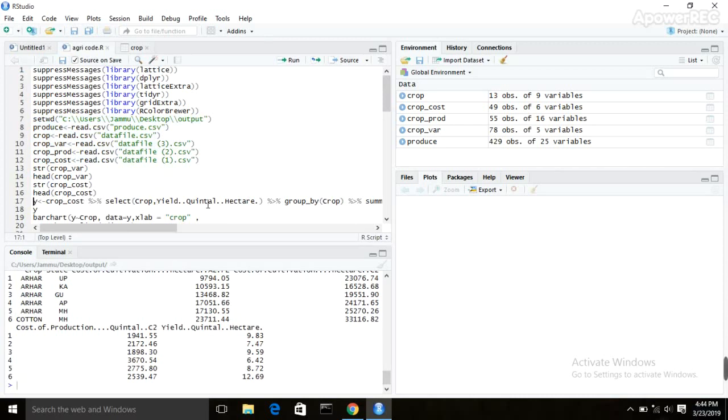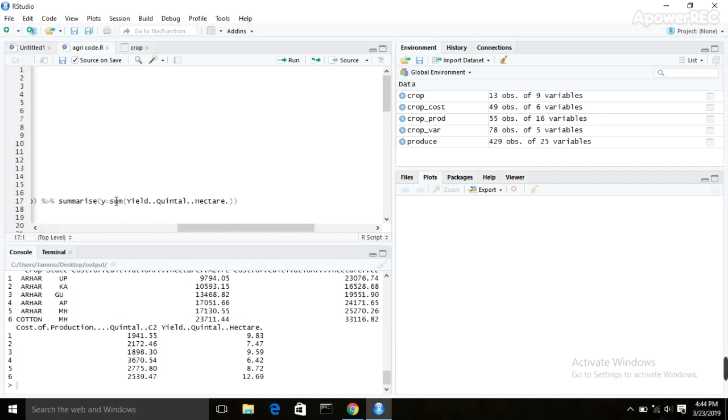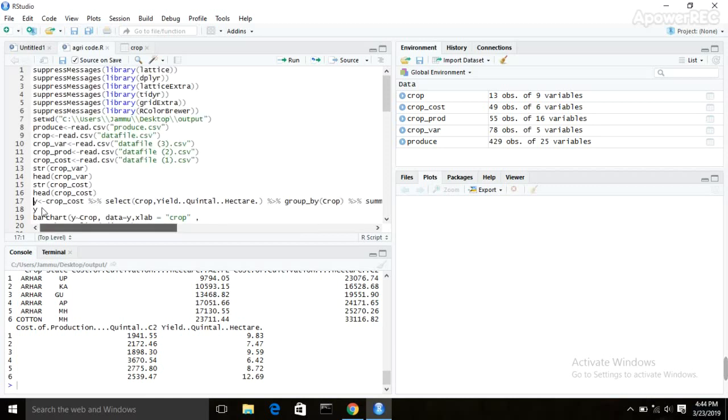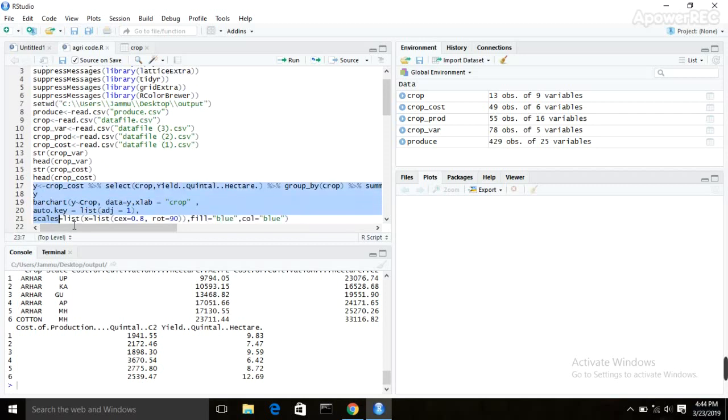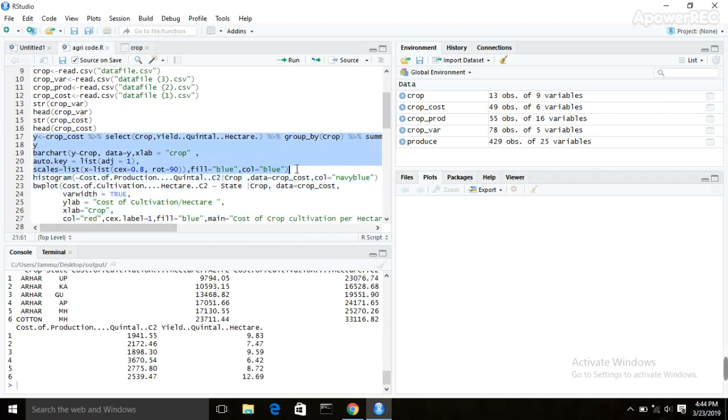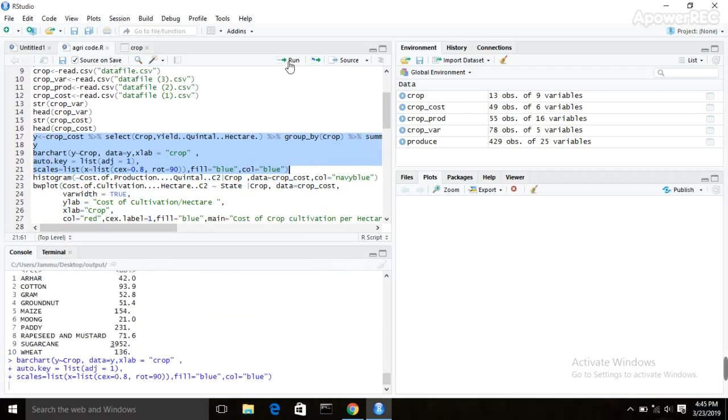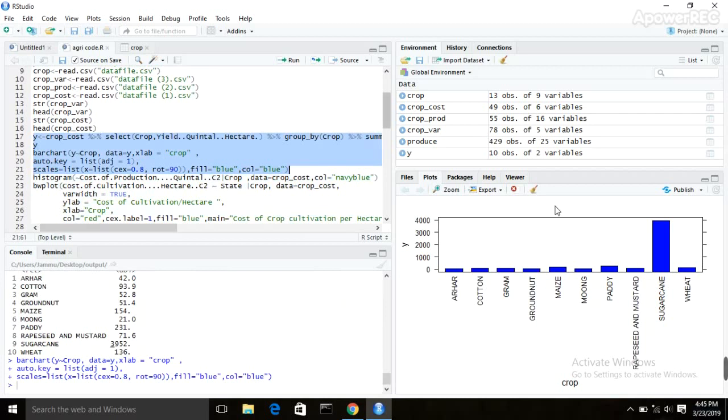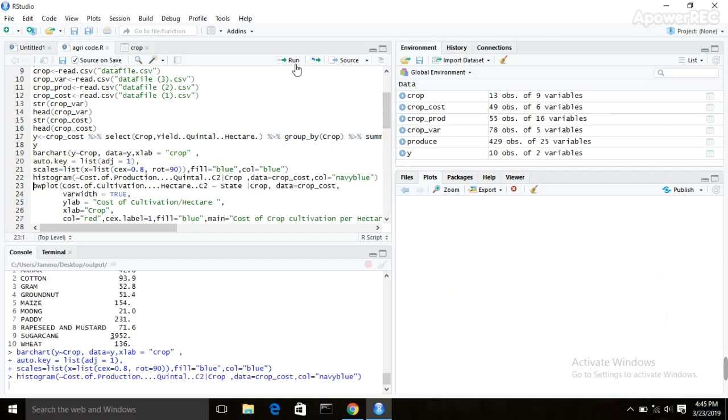Next, I am going to see the crop cost by selecting the crop, yield, quantile, etc., grouping by the crop, and summarizing the crop yield per hectare. This crop cost I am going to represent in a bar chart. I set the alpha equal to 1, and I set the bar chart to be filled in blue and to have scaled lists. While running, on the right side the output has come. See, the bar chart has come based on our crop cost. So these are the crops which we have taken.